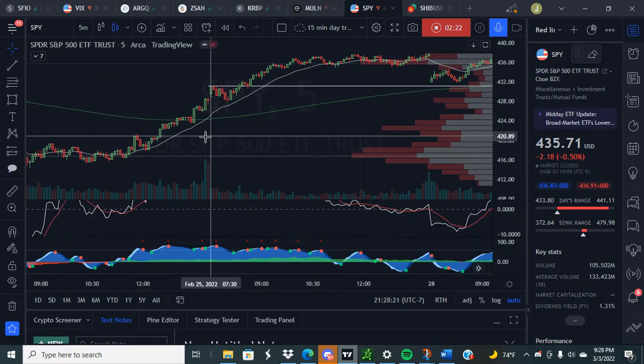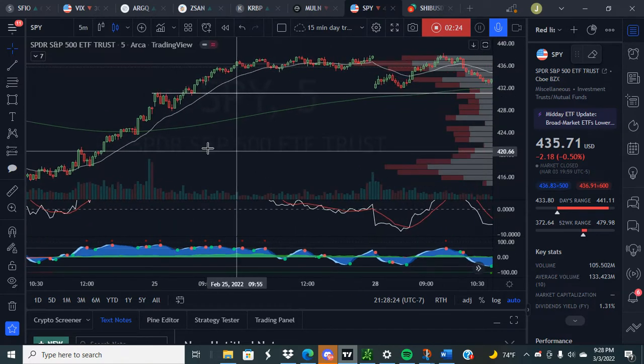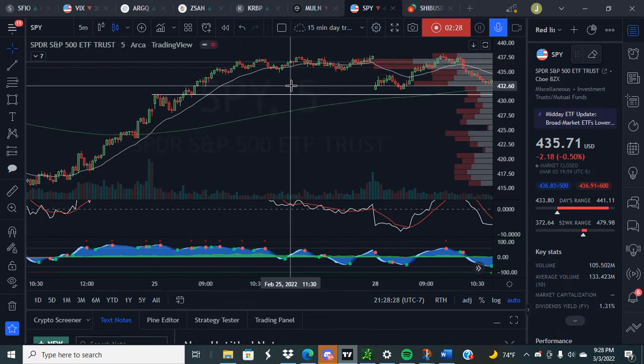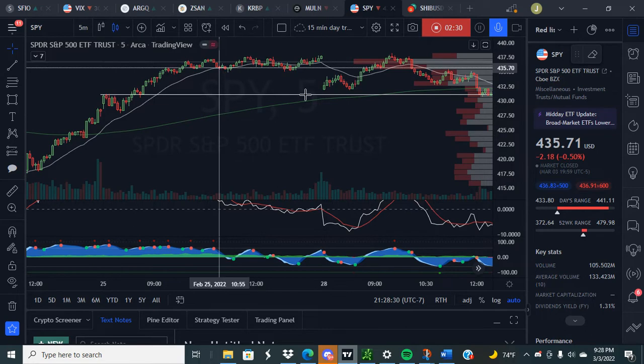So next one here, this is on SPY. 50 EMA crossing above that 200 EMA. You're entering at 424.45 and you're exiting once you get that break at 435.